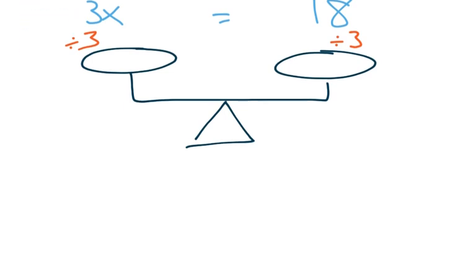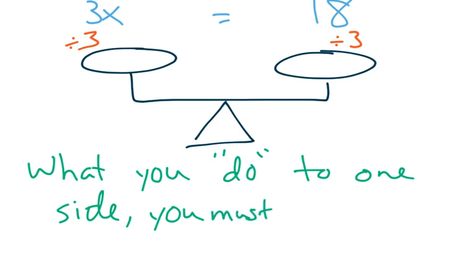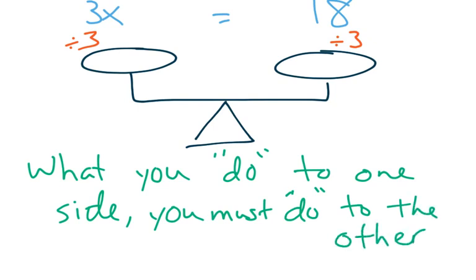Here's the rule that I kind of remember. What you do to one side, and you can put "do" in quotes, because that would be what operation you are performing on that equation, what you do to one side, you must do to the other. So if you do something to one side of an equation, you have to do the exact same thing to the other side. So if you divide one side by 3, you divide the other side by 3. If you add 5 to one side, you add 5 to the other side. We have to keep the equation balanced.